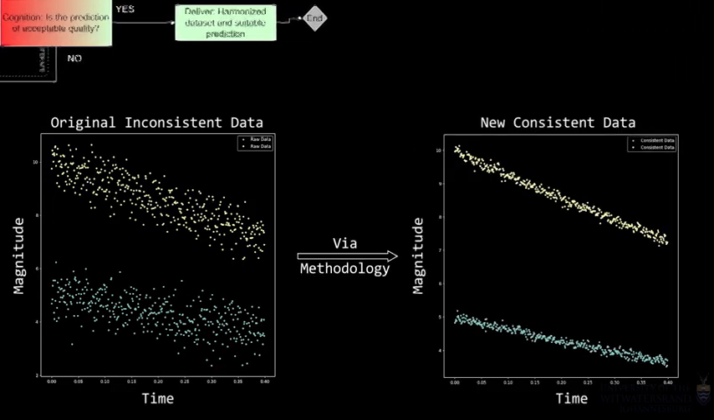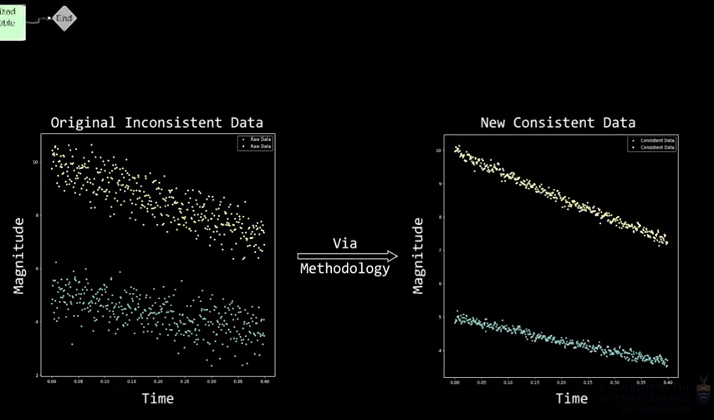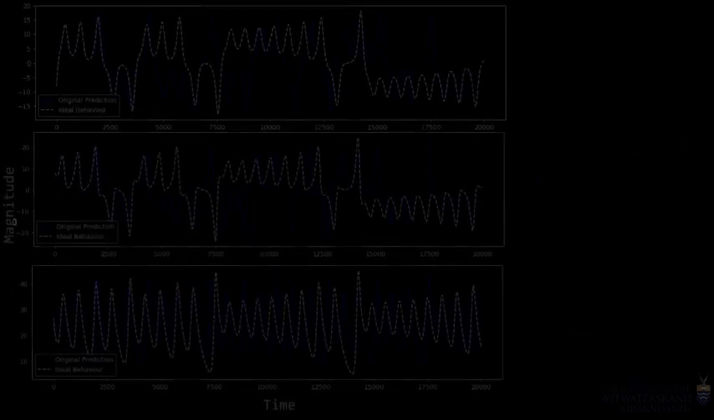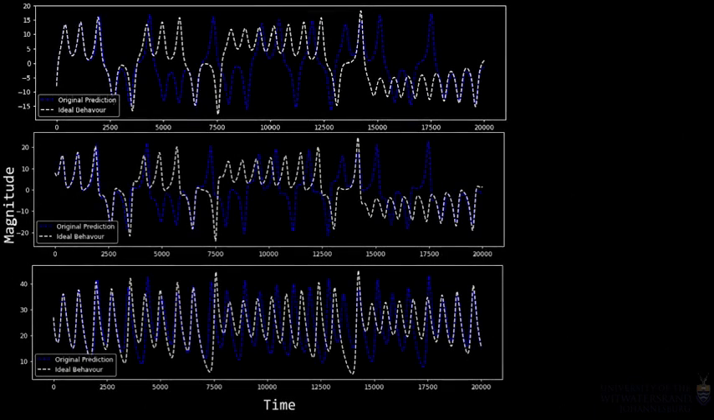If we compare the original inconsistent dataset to the newly created consistent dataset, we can see how the methodology has transformed the data points. As a final example, we have also applied the methodology to the Lorenz system, which has three states and is chaotic. Because of this, forecasts, even when they have been generated from perfectly consistent data, are expected to mostly but not completely follow the trend of the Lorenz system's future behavior.